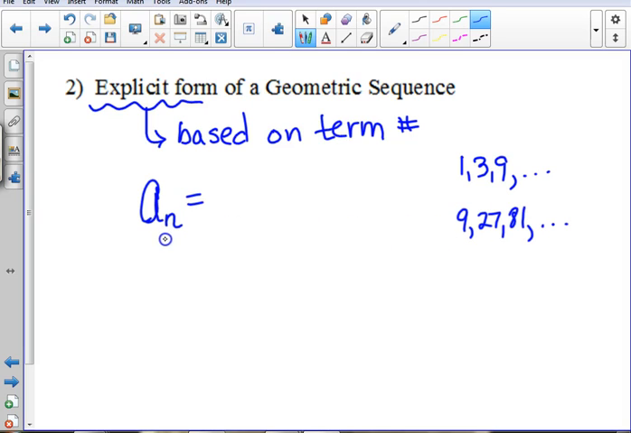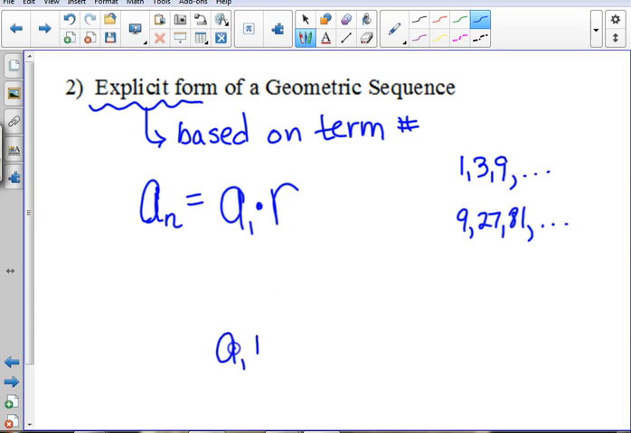Okay, how do we write a sequence that is based on the term number? How would you tell me how to get to the next one? Take the first term and do what? Times, right? Because we're multiplying, not adding the ratio. Now, we're going to multiply by r over and over and over again. How do we write multiply by something over and over and over again? Exponent, okay?